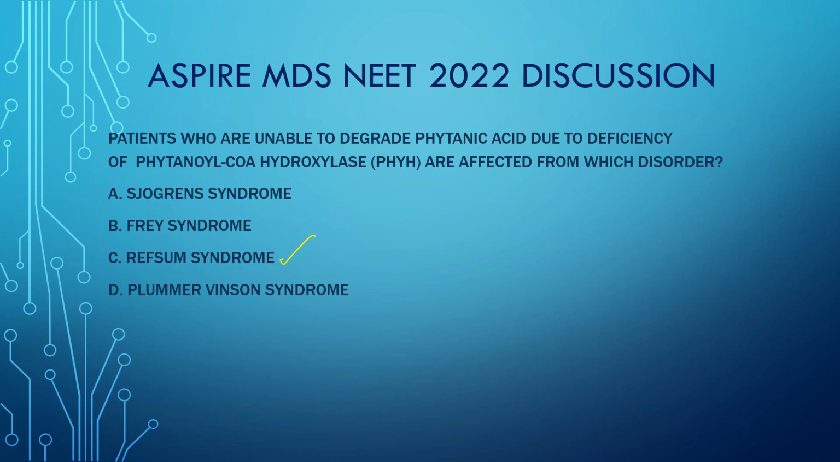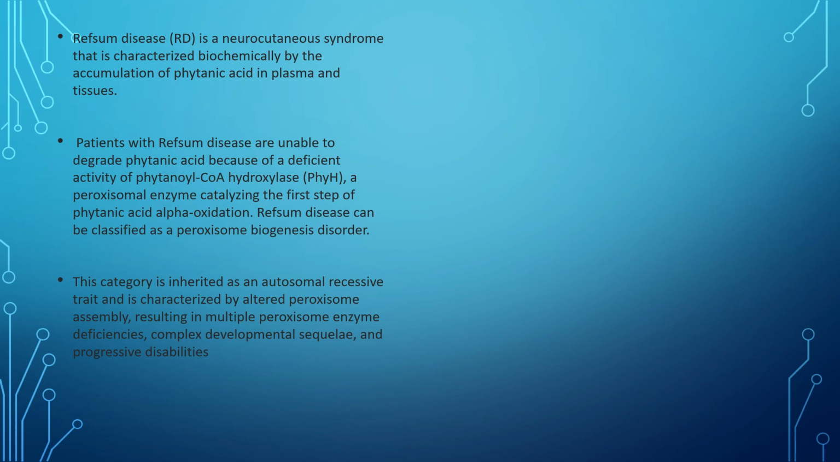So let us understand about Refsum disease in detail. This Refsum disease is a neurocutaneous syndrome that is characterized by accumulation of phytanic acid in plasma and tissues. Now let us understand the mechanism of fatty acids. As we know, fatty acids are the sources of fat in the body, and they are derived from the food items we take, and they break down into various long chain or short chain branched fatty acids, and the energy is generated. So this is how they are converted to small and large chain fatty acids.